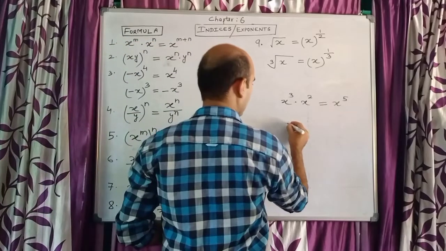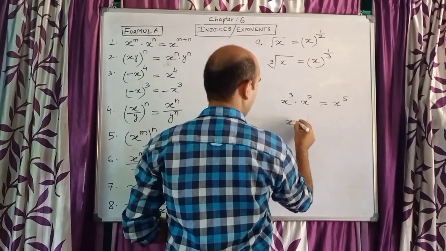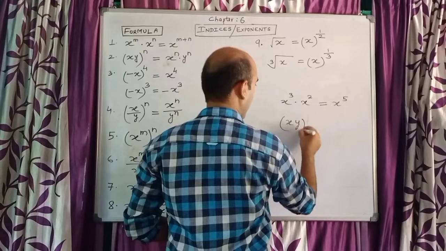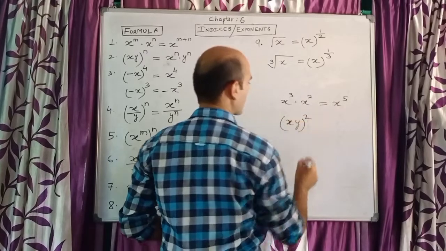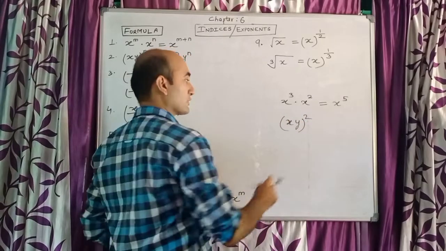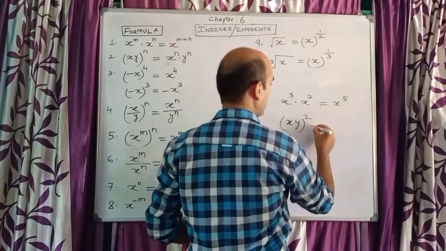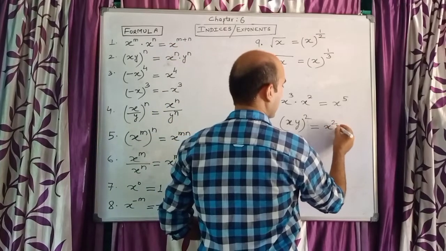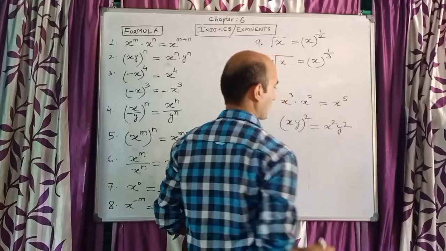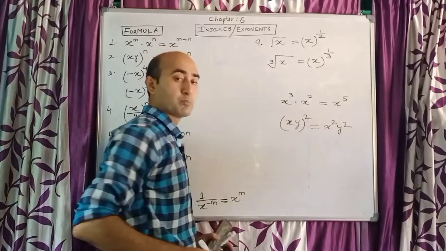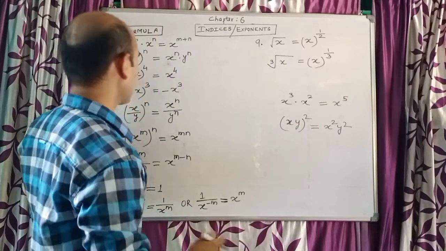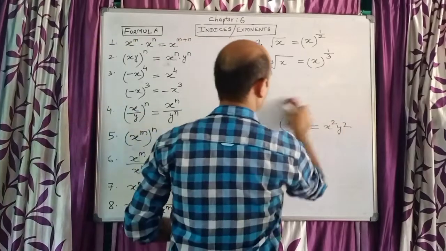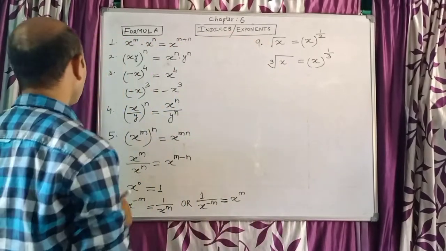For example, I have xy and the power is 2. Suppose xy is having power 2, the whole is squared. Then if I open the bracket, my result is x square y square. That means the power is given to both the variables. Same thing. Now moving on to formula number 3.